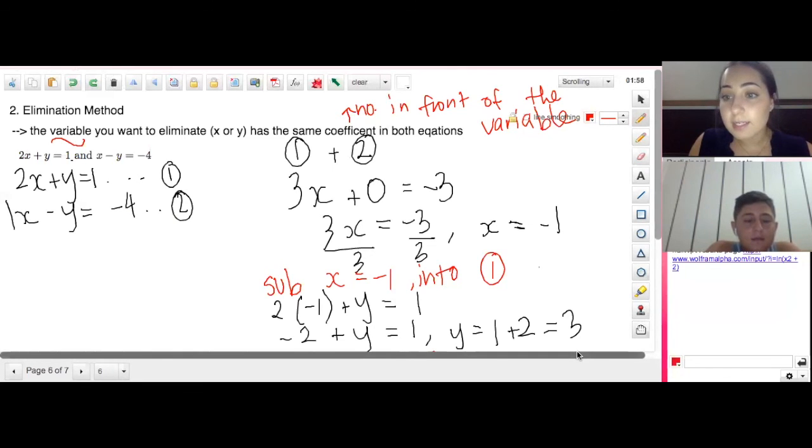On the other hand, when using the elimination method, we're eliminating a certain variable. So in order to eliminate a variable, we need to ensure that the variable we want to eliminate, be it x or y, has the same coefficient, or rather the value of that coefficient has to be the same in order for us to eliminate. So we can eliminate them by adding them together or subtracting the equations. And there we have it. That's how you solve simultaneous equations using either the elimination or the substitution method.